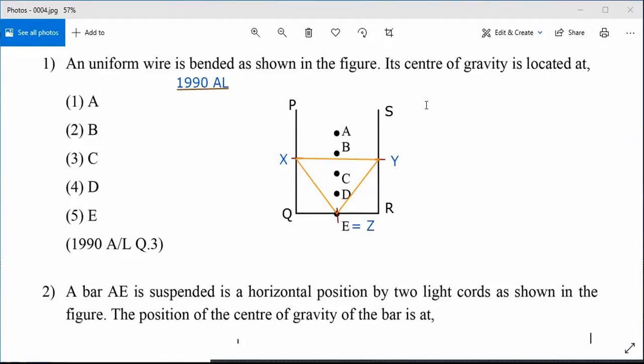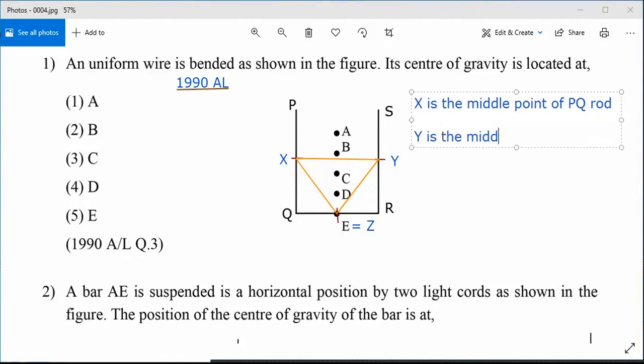Right, so below the figure, please write these points there. Please write these things in point format. X is the middle point of PQ rod, and Y is the middle point of SR rod.